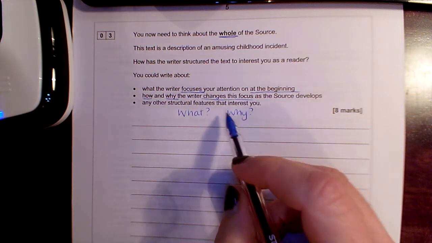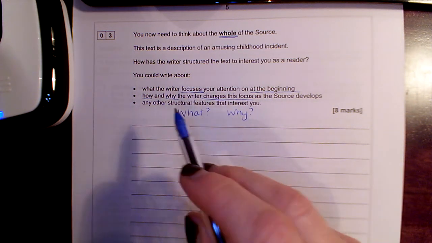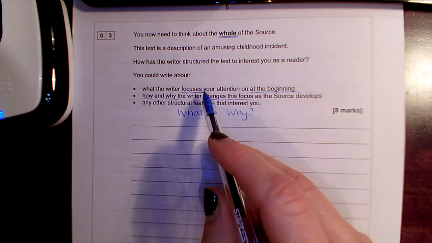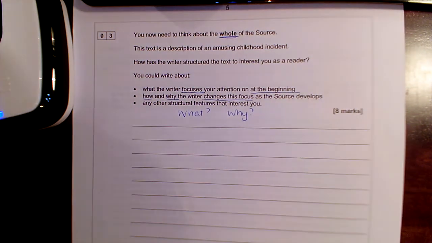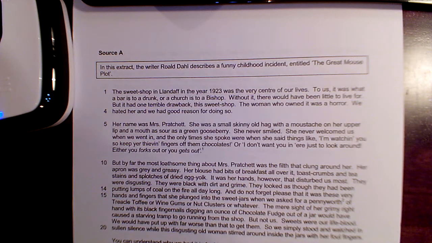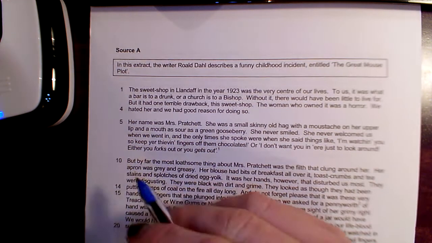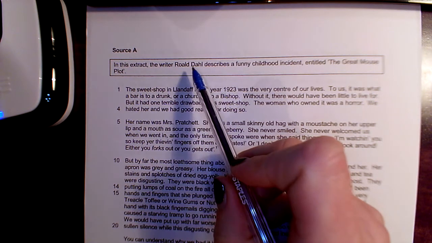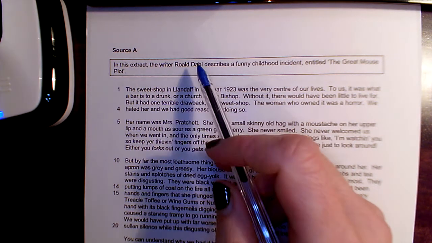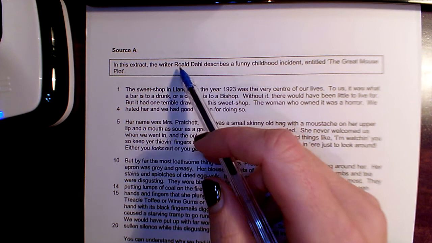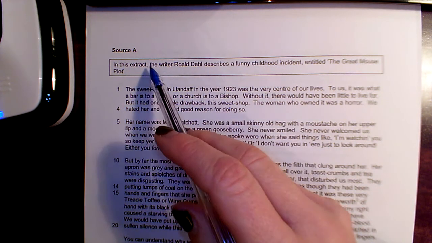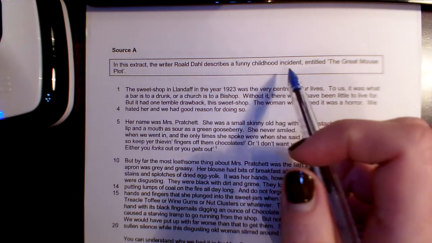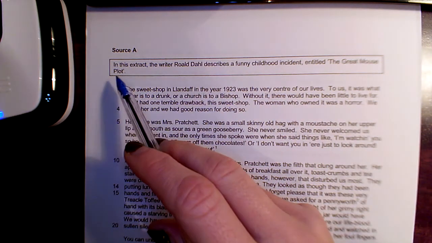So now we've understood the structure, the kind of intention of the question, and really what we're going to be focusing on in the course of our answer. It's time now to have a look at the extract in light of that particular question. So this is the extract. The extract will always give you a contextual box here at the beginning to give you some understanding of the entirety of the book from which this extract comes. In this extract, the writer Roald Dahl describes a funny childhood incident entitled The Great Mouse Plot.